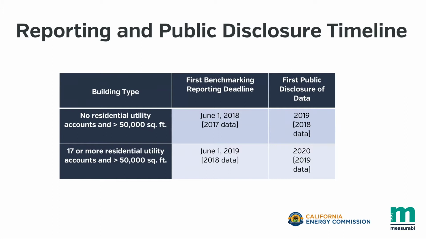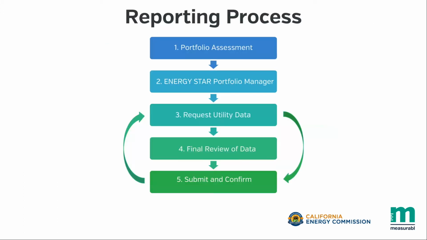And then the bottom row is those buildings with 17 or more residential utility accounts, and everything there is just 1 year later. So their first reporting obligation to the Energy Commission is next year, and then public disclosure for residential buildings will begin in 2020. Next slide, please.